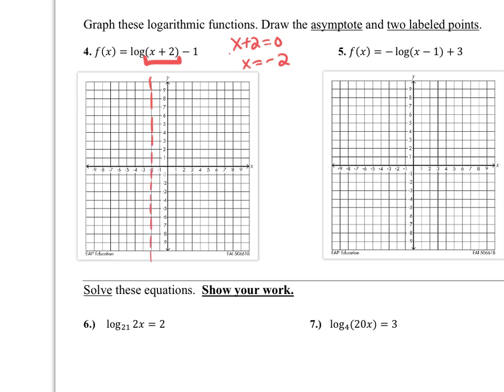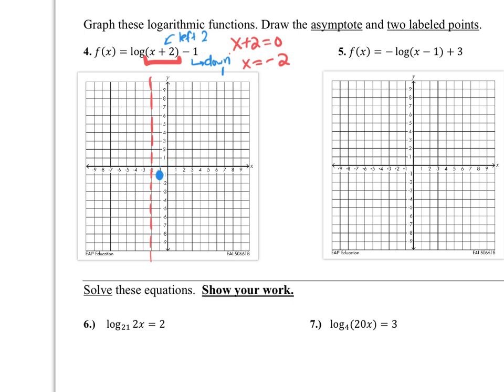Okay, then we'll do our anchor point. Remember the anchor point for logs is always at 1, 0. But then we're going to have a transformation. It's going to go left 2 and then down 1. So from my anchor point, I'm going to go left 2, down 1. So this is my new point after I've transformed my anchor.